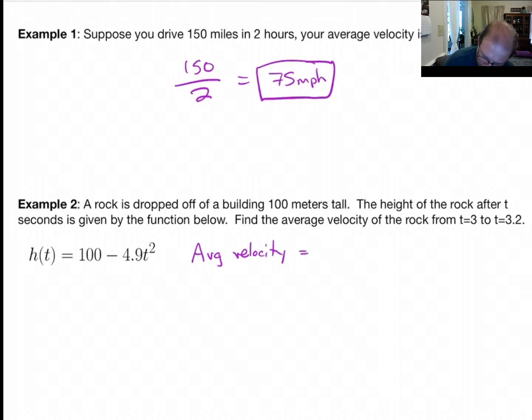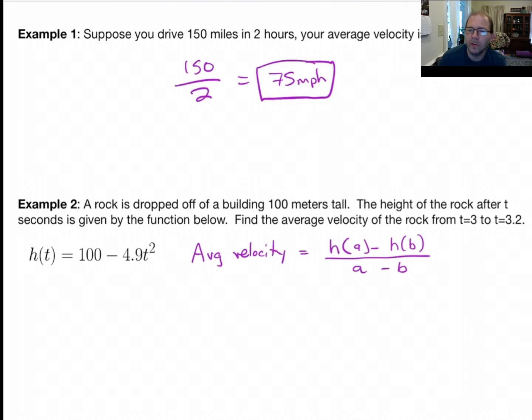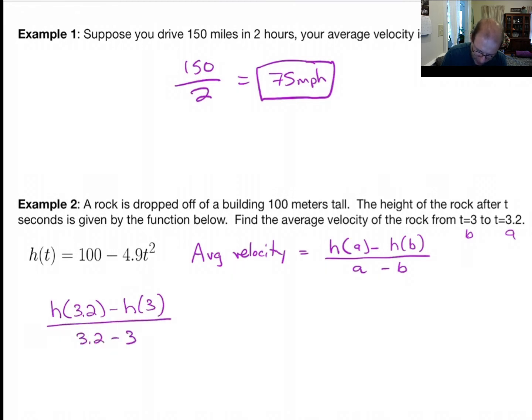So the formula we're going to use for this is average velocity is equal to the position, in this case the position is h or height, position at time A minus the position at time B, over A to B, or time A minus time B. In this case, our times are 3 and 3.2. Now, it doesn't matter which one we call A and which one we call B, but I think it makes a little more sense to start with the bigger number. But it really makes no difference. So let's see, the average velocity from 3 to 3.2, that's going to be h of 3.2 minus h of 3 over 3.2 minus 3.